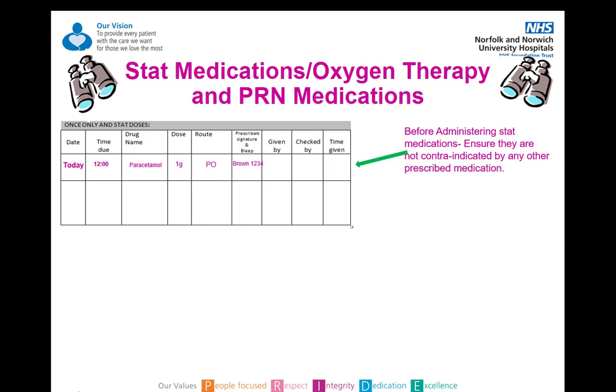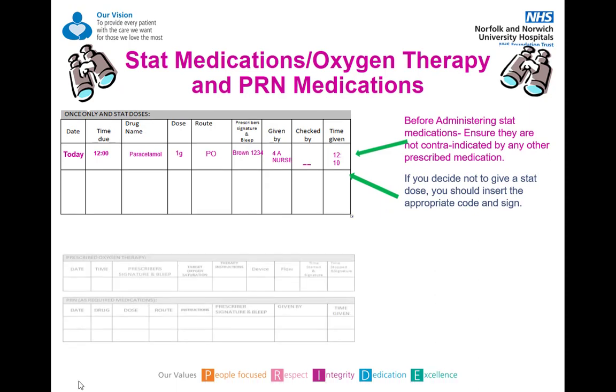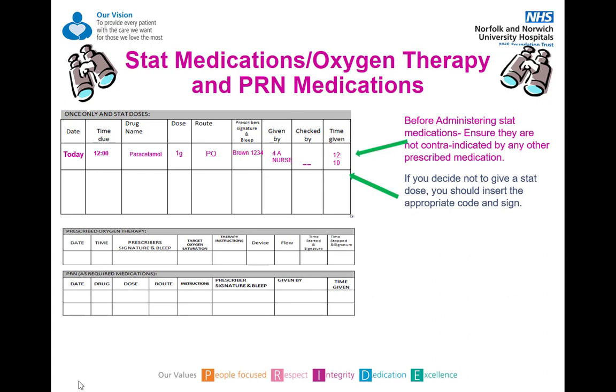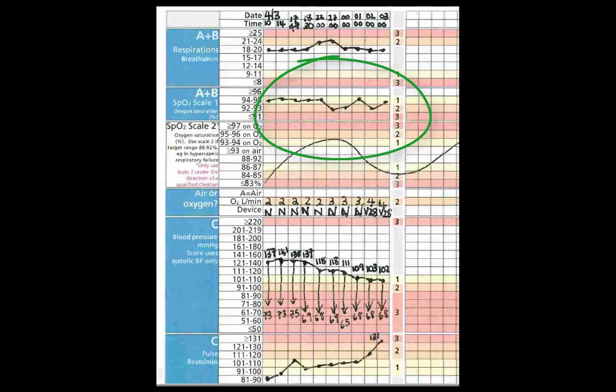So in this instance it's been signed because the nurse has decided not to give the stat dose. She's inserted the appropriate code, a 4, so the patient refused the paracetamol, and she's signed it appropriately. Again, with your O2 therapy and your PRN medication, this should always be prescribed if the patient is receiving oxygen. And it's always good practice, if your patient is receiving oxygen, to check what the O2 saturations are.